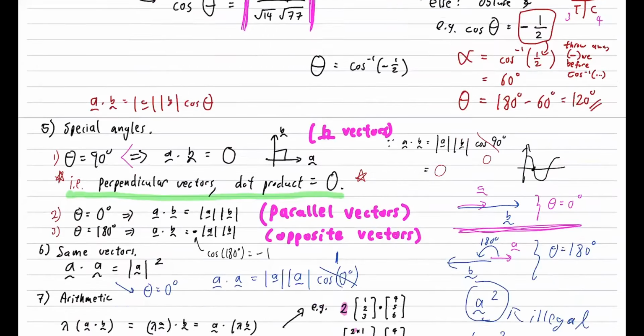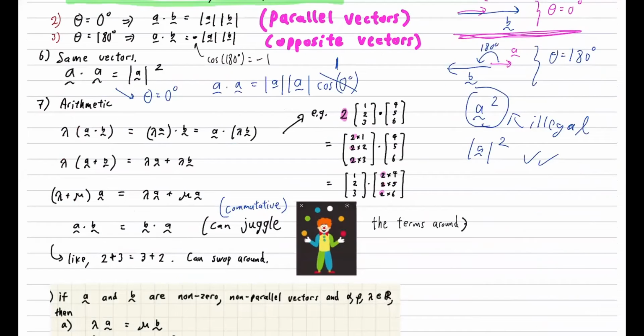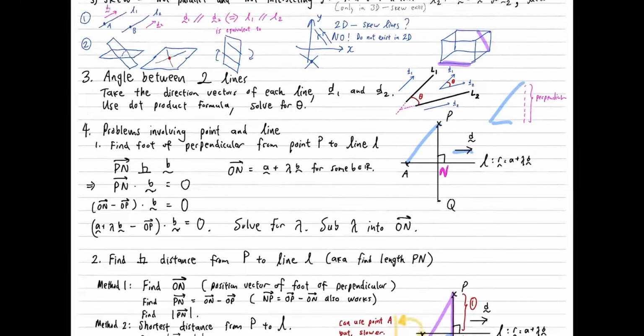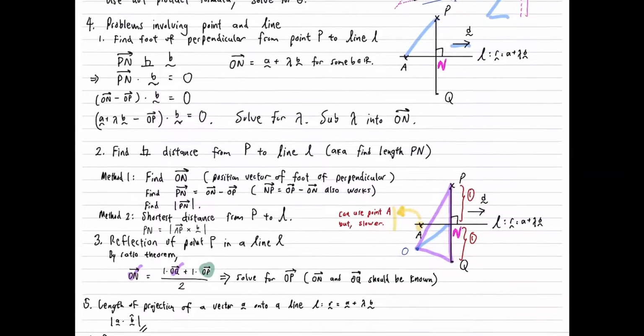Not done yet. Oh my goodness. Where am I? Yes, number 3 done already, angle between lines. Now number 4, problems involving a point and a line. So there are 3 different things you need to learn. Number 1, number 2, number 3.